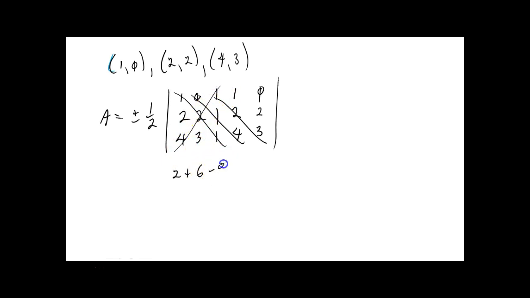And let's do the up diagonals. That's -8. Next up diagonal is -3. And the last up diagonal is 0.